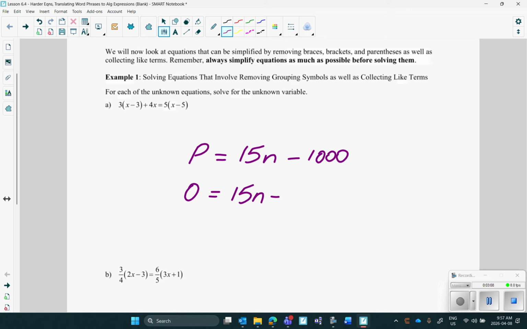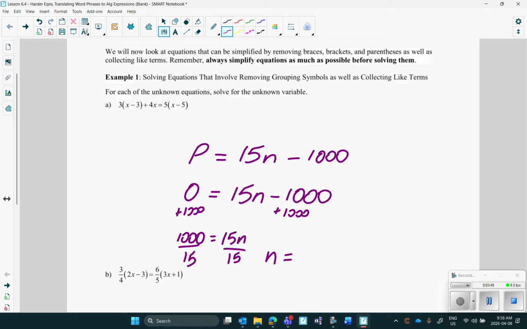Well, that's an equation. Solve for it. So we've already got the n on this, so we could add 1,000. Add 1,000. And then we'd have to divide by 15. And divide by 15. So what's 1,000 divided by 15? Do it on your calculator. And if you get a decimal, you get a decimal. It's okay.